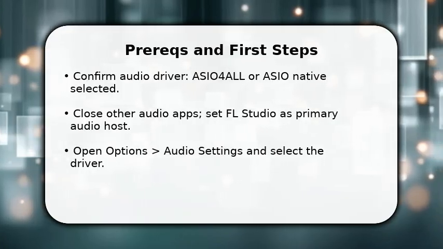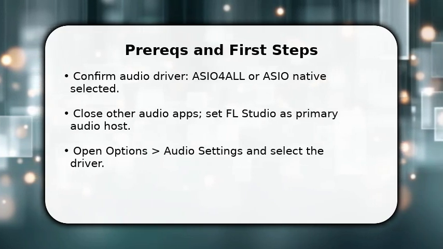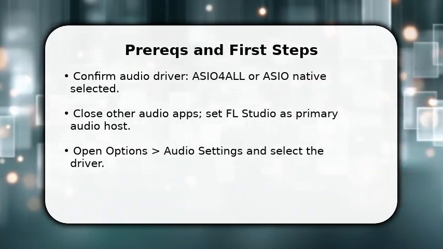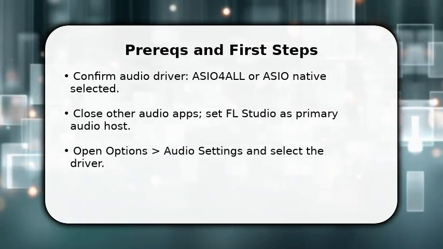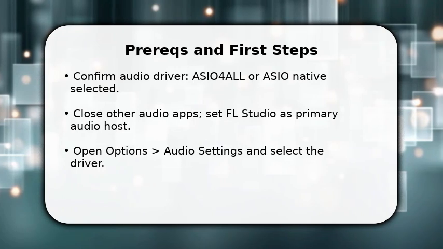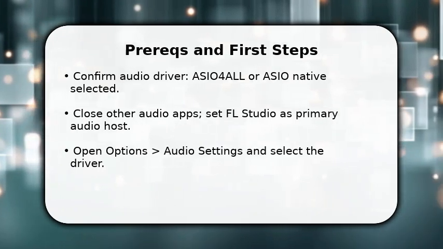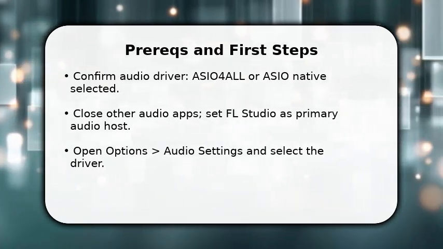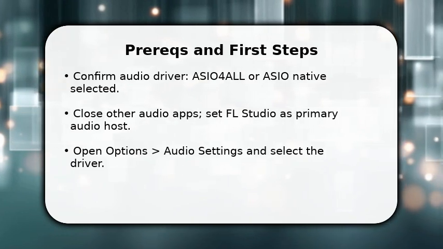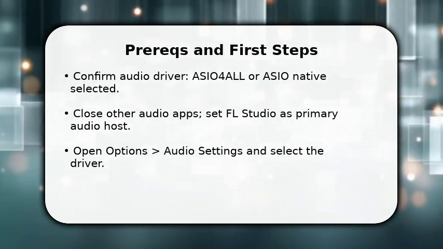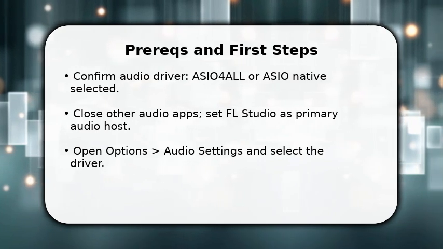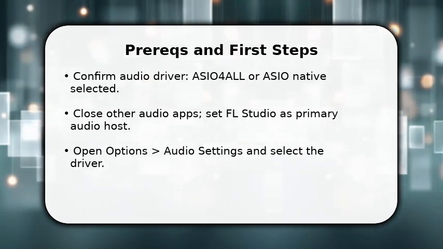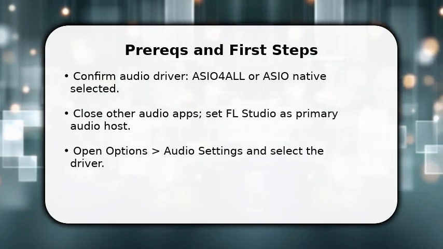You need the right driver active before anything else. Open Options Audio Settings and pick an ASIO driver such as ASIO for All or your audio interface ASIO. This provides low latency, stable routing. Once selected, make sure the sample rate matches your audio interface, usually 44,100 or 48,000 Hz, because mismatch causes silence. Also, close other apps using the device so FL Studio can claim the driver.